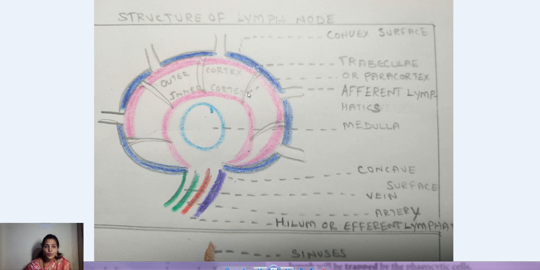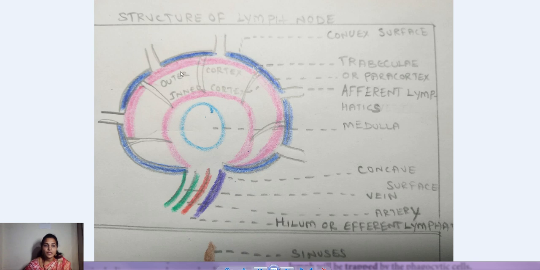So what is the role of this lymph node? It will trap the antigen. As we discussed, antigens are nothing but pathogens or disease-causing agents. So the lymph node traps whatever antigens are inside our body, and it sends those antigens inside this part. Clear?